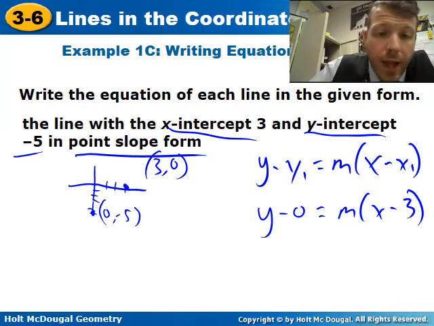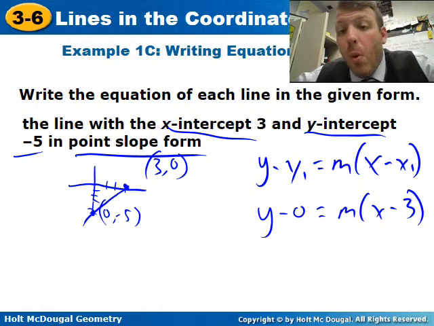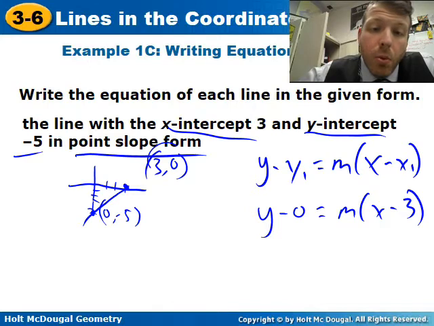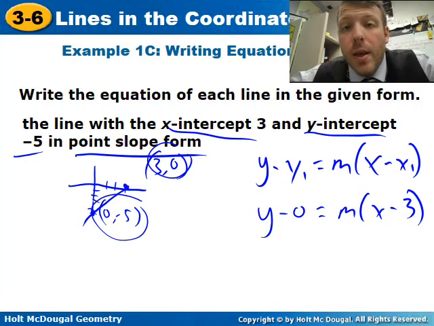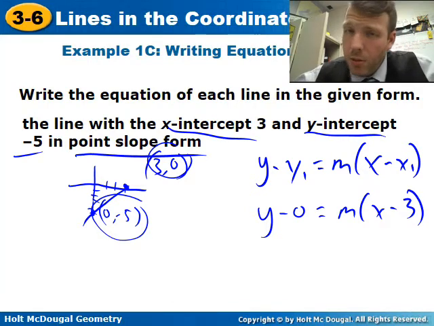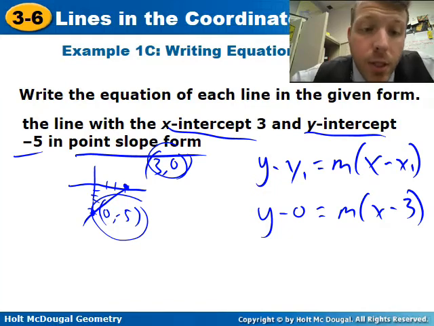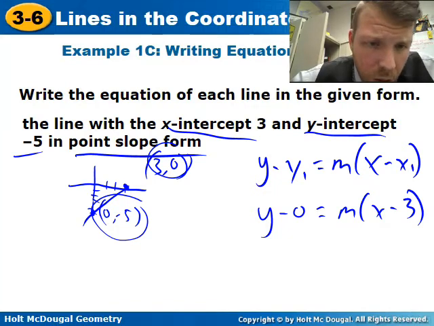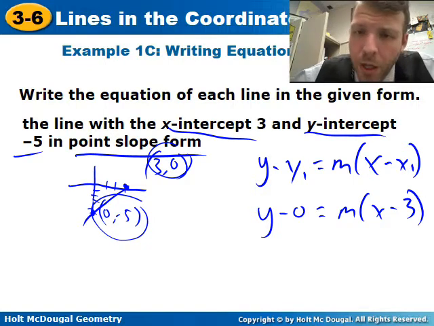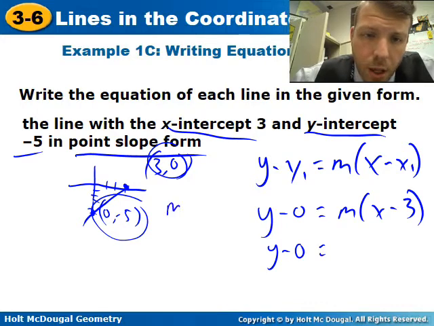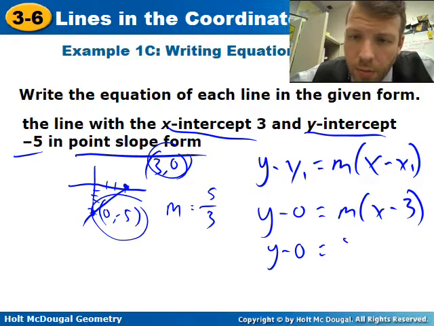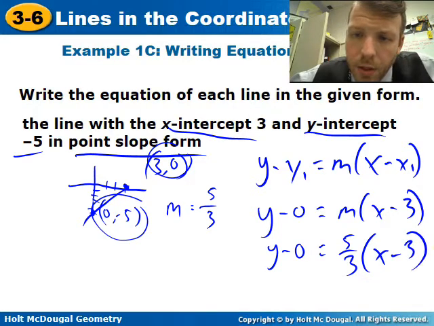If you recall from the last section, we can just count the slope, or we can use this point and this point to create the slope formula. It's up to you, whichever way you want to do it. But for me, I'm just going to count it. I'm going to count up 1, 2, 3, 4, 5, and over 1, 2, 3. So y minus 0 equals, my slope is up 5 and over 3, so 5 over 3 times x minus 3. And that ends the problem.